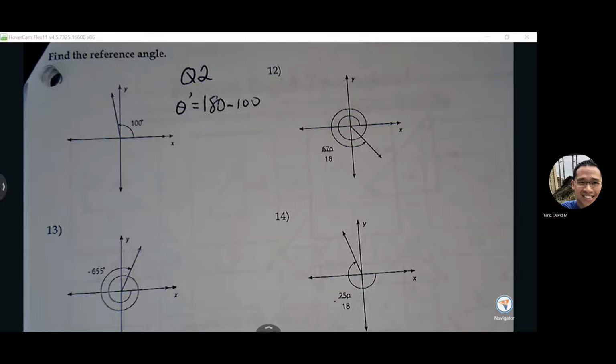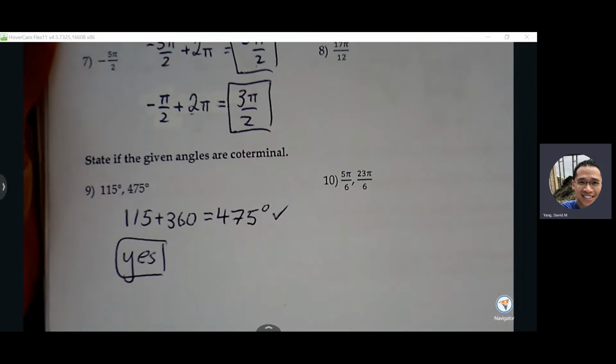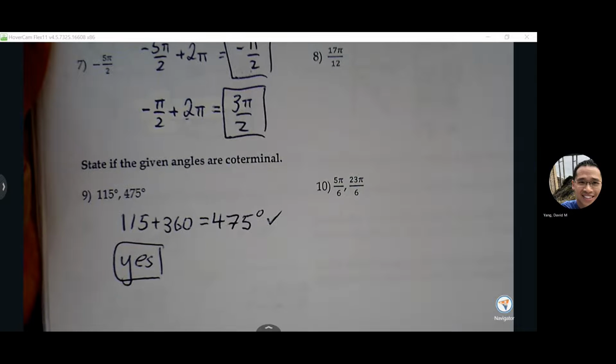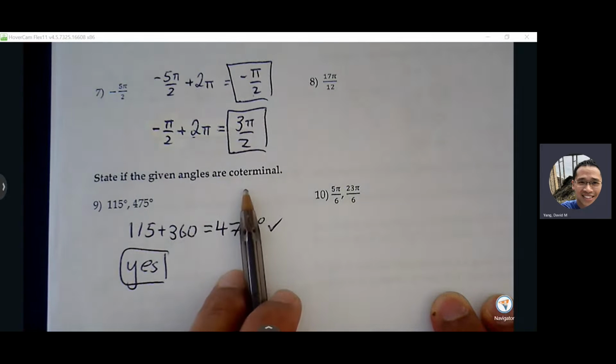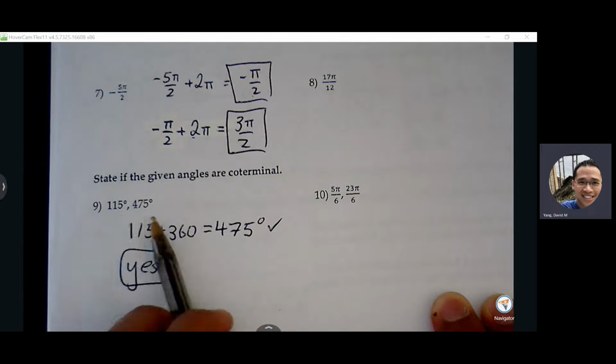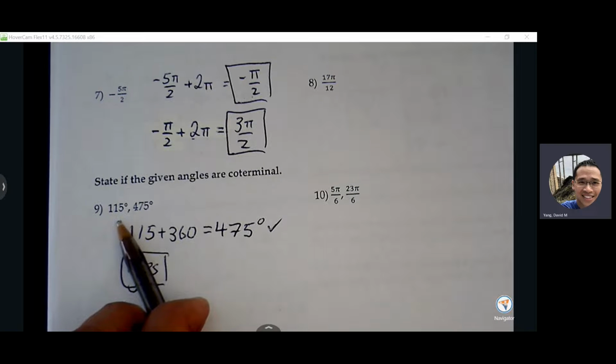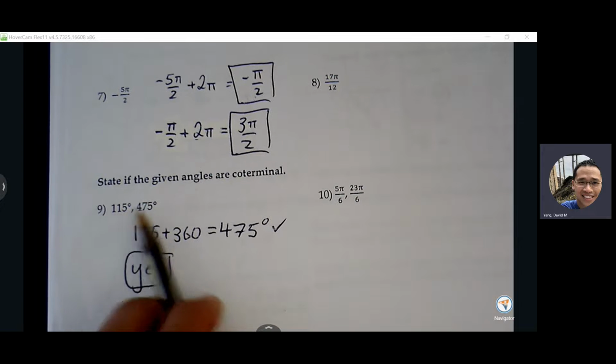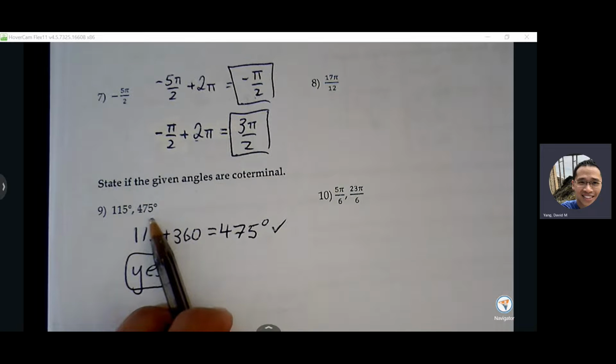What was the answer to question 9? Question 9 was yes, because I can take that 115, add 360, and make it match 475. So when it asks if the given angles are coterminal, it means you compare them. You see if you can reach from one angle to the other by adding or subtracting 360. Because if you can add or subtract 360 and eventually get to the other angle, that means they're off by a multiple of 360, which means that they're coterminal. Okay, thank you.